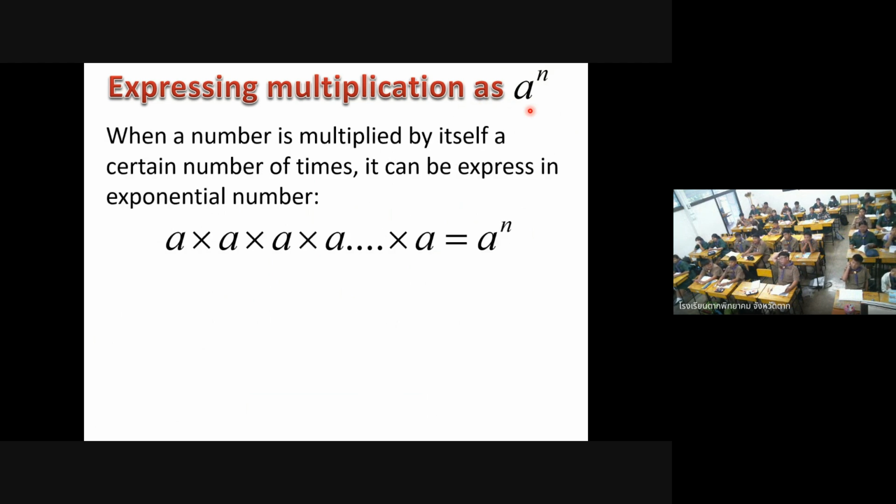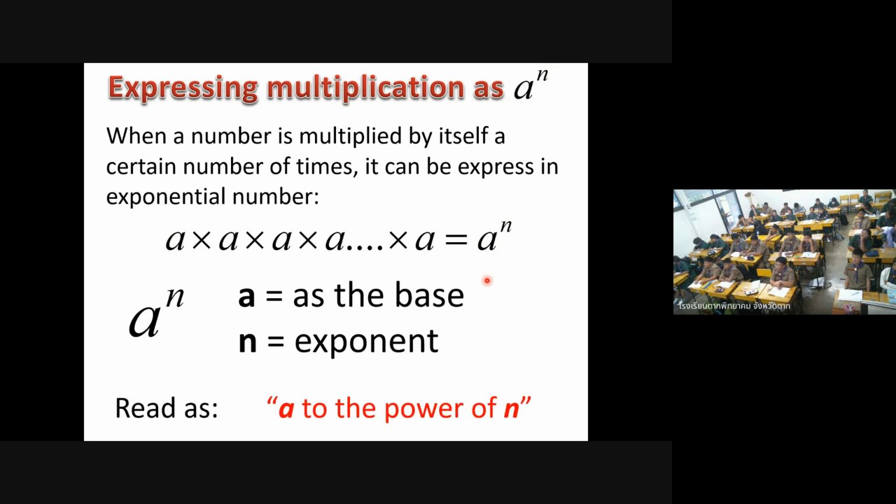So when a number, especially numbers in the form of repeated multiplication, is simplified, that simplified form is what you call the exponential number. Given this one, we have a times a times a times a times a. You multiply a by itself many times, or to a certain number of times, then you can simplify it using the exponential number a to the power of n. Again, you read it as a to the power of n, everyone.